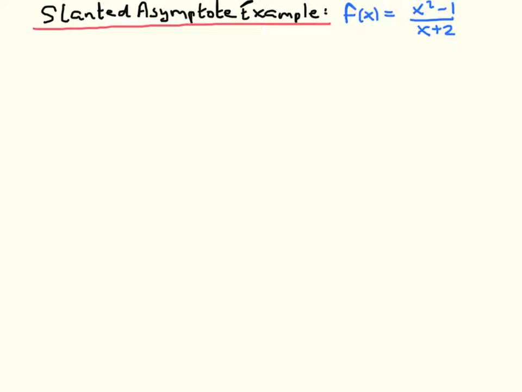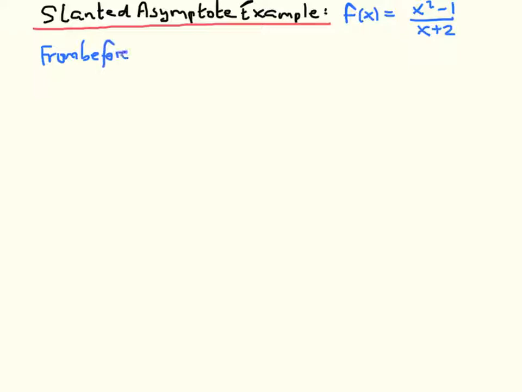So on this slide what I want to do is to calculate an example of a slanted or oblique asymptote, and the function that I'm going to use for this is written here. It is x squared minus 1 divided by x plus 2. So what we can do immediately is use the techniques of the previous slide.